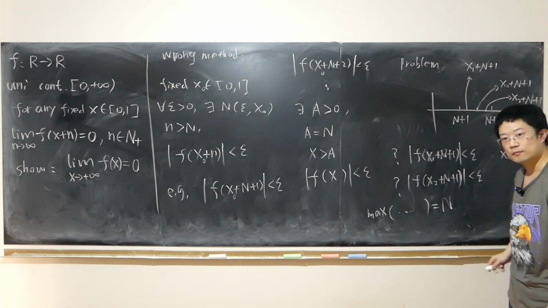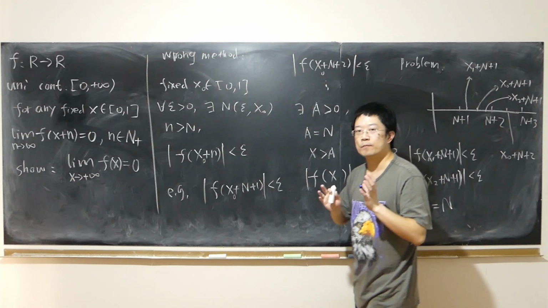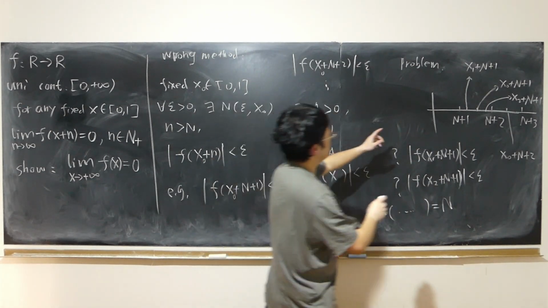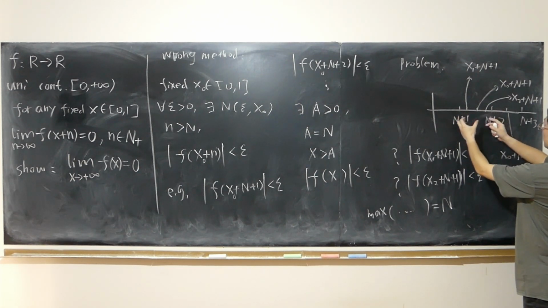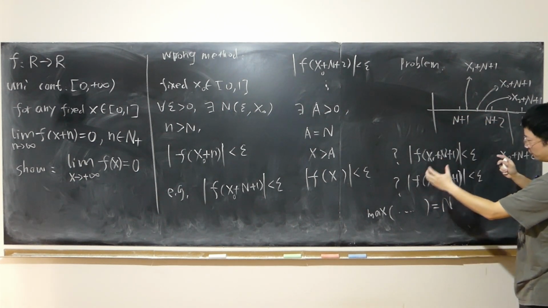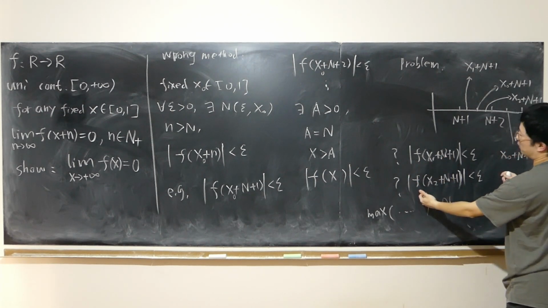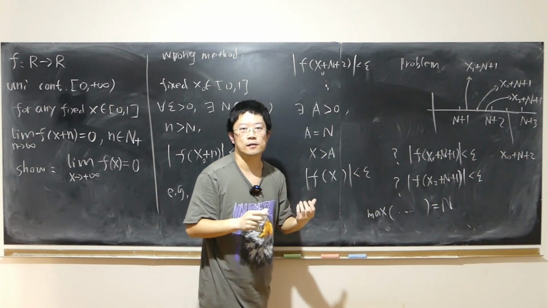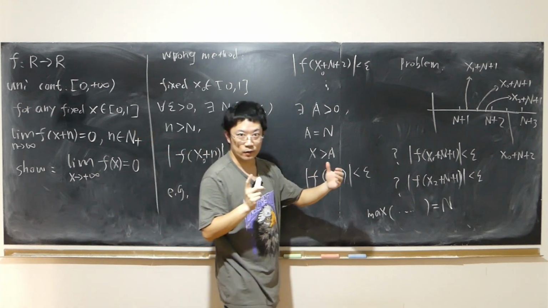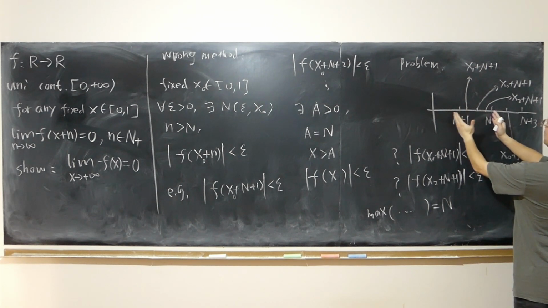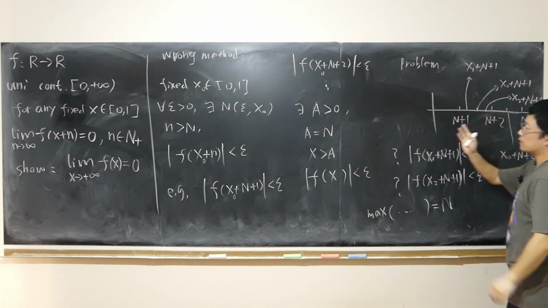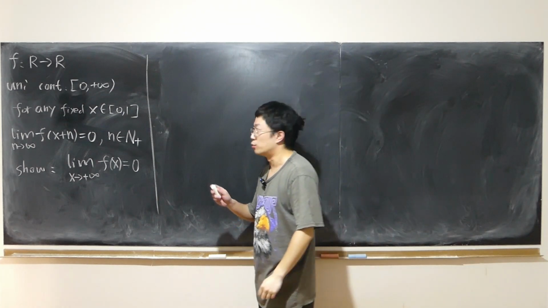Sounds good, of course. But here's the problem again. Remember, in this interval, there are uncountably many values of x, which makes it impossible for us to find a common capital N. If there are only finitely many x, then it's possible. But the problem is that we have infinitely many x values. Not only infinitely many, but also uncountably infinitely many here. So that's the problem of this proof. And here's the correct proof.